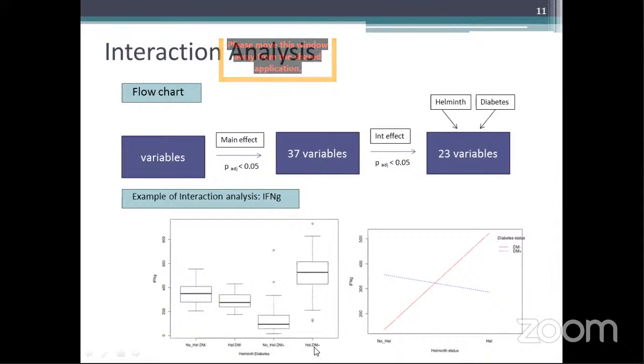For various such combinations, we can see huge variations in the distribution, and one can also observe that in the final combination, that is having both Helminth and diabetes, there's a huge positive shift with respect to interferon gamma, suggesting that there is an interaction effect happening. Another way to visualize the interaction is through the interaction plot, which is more commonly used. Typically non-parallel lines indicate interaction effect, and we can clearly see that here.